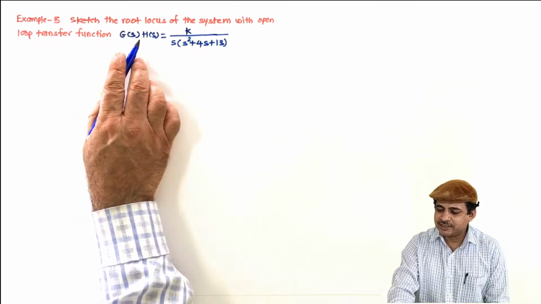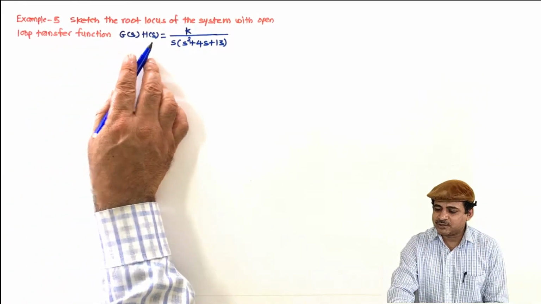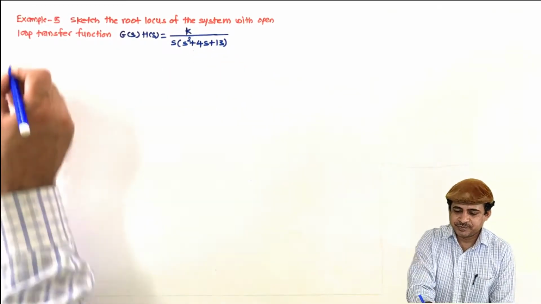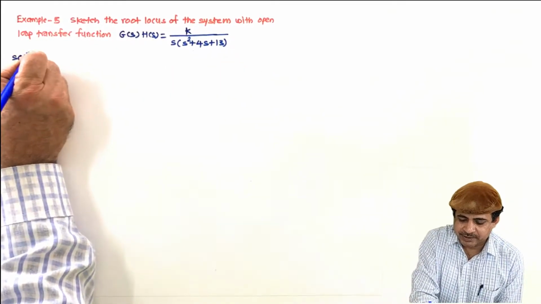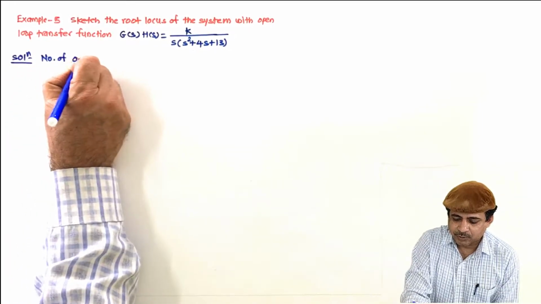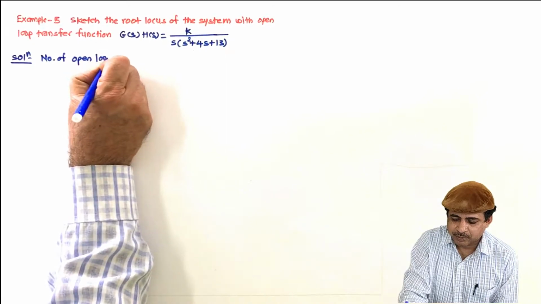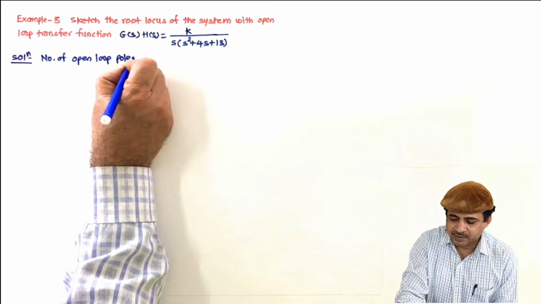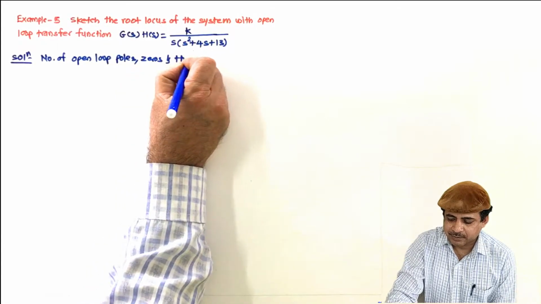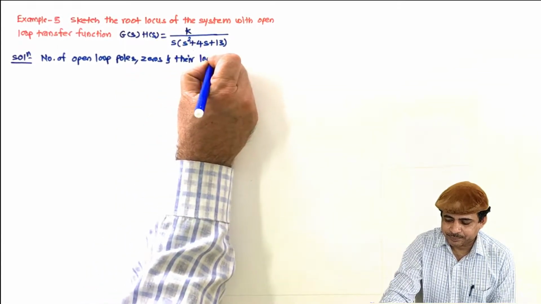Here we have a system with open loop transfer function k upon s into s square plus 4s plus 13. So first step is number of open loop poles, zeros and their location.